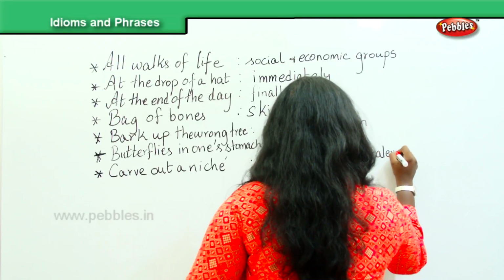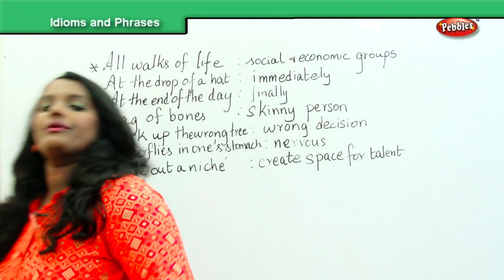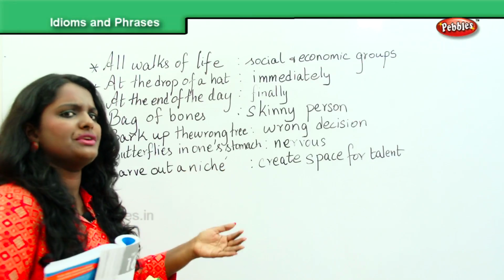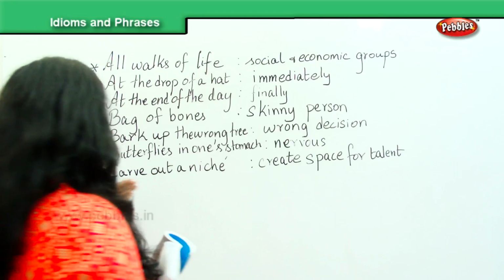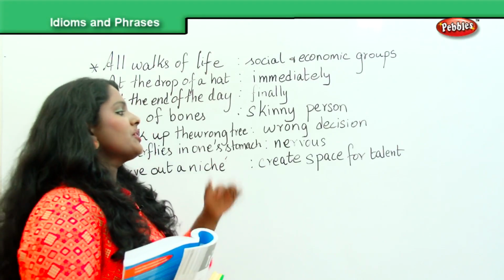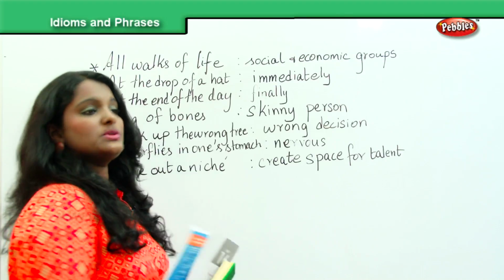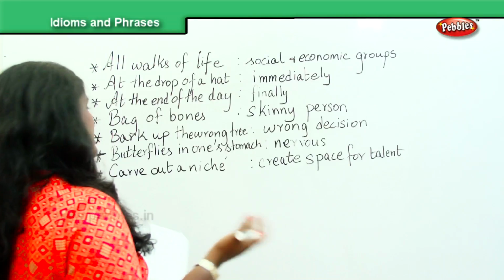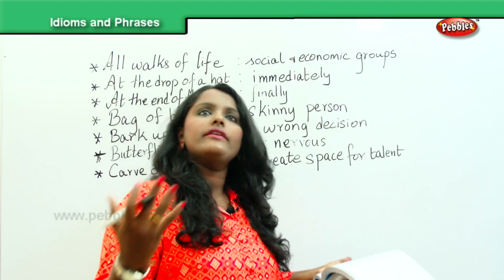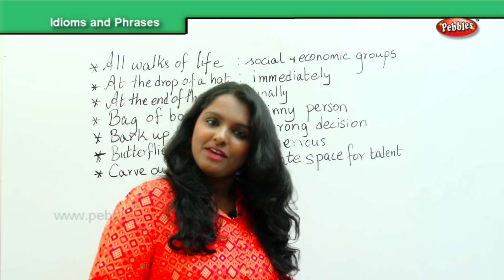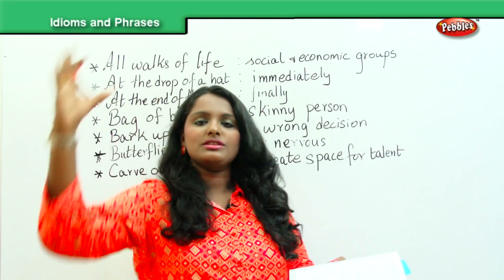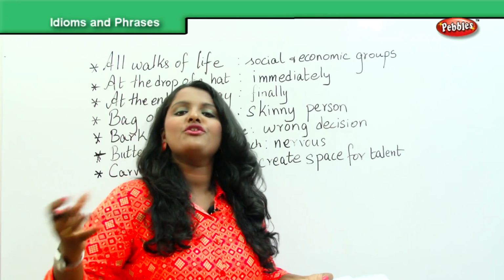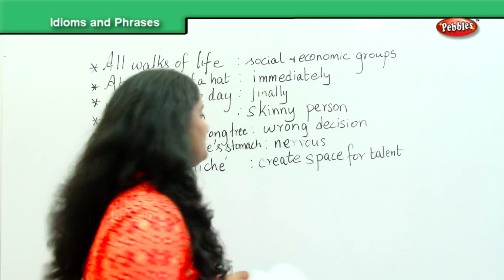You create space for any individual talent, all right? Carving up a niche. What's a niche? A niche is usually a wall or a covering, right? So don't go for the exact meaning here. Carve out a niche means creating a special space for an individual talent. If I can explain this with an example, I can say Ankita has carved out a niche as a photographer, which means what? She has carved out, she has given a beautiful space, a display for her photographic talents.